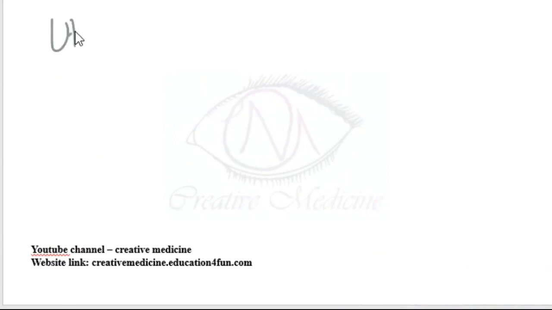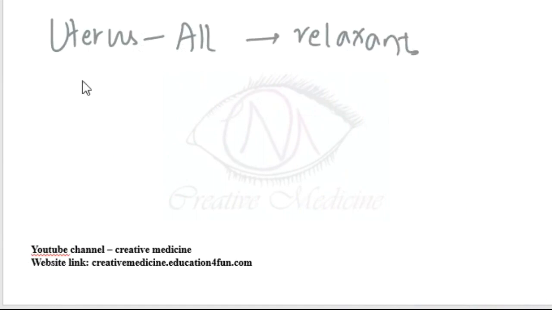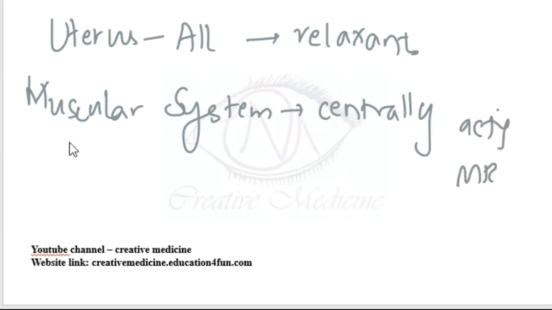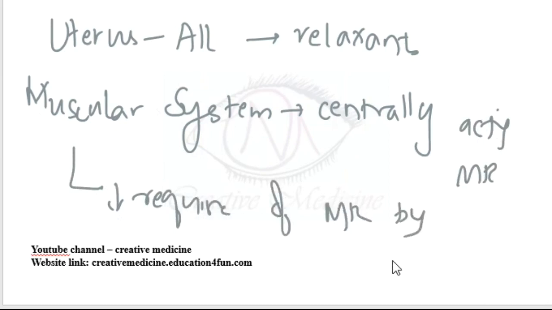Then effect of inhalational anesthetic agents on uterus. On uterus, all are effective uterine relaxants. Effect of inhalational anesthetic agents on muscular system. On muscular system, inhalational anesthetic agents are centrally acting muscle relaxants. So these agents will decrease the requirement of muscle relaxants by around 30 to 40%. Currently, maximum relaxation of an inhalational anesthetic is done by desflurane.